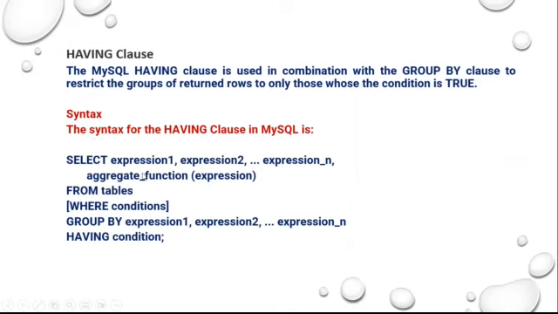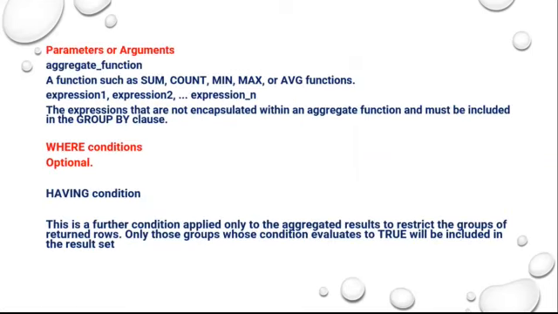The syntax is like this: SELECT expression 1, expression 2, and so on, aggregate function FROM tables WHERE conditions GROUP BY expression 1, expression 2, and so on HAVING condition. So whenever you can utilize the HAVING clause in SQL, it is in combination with WHERE conditions, SELECT, and so on. Let's see the parameters and the example, and you can get clarity.